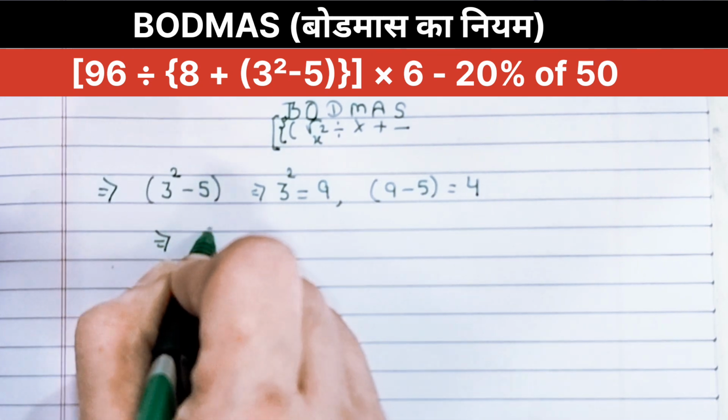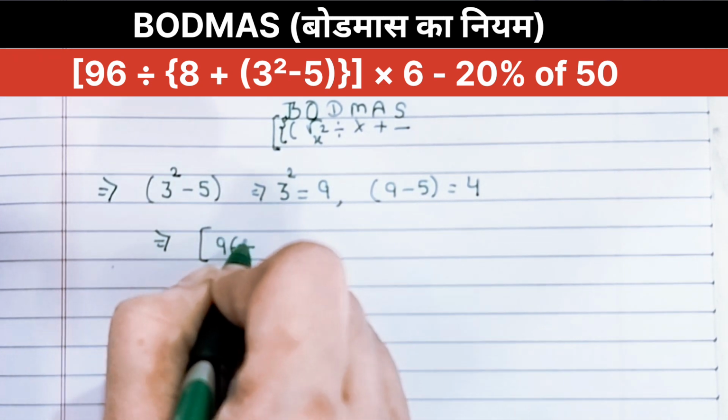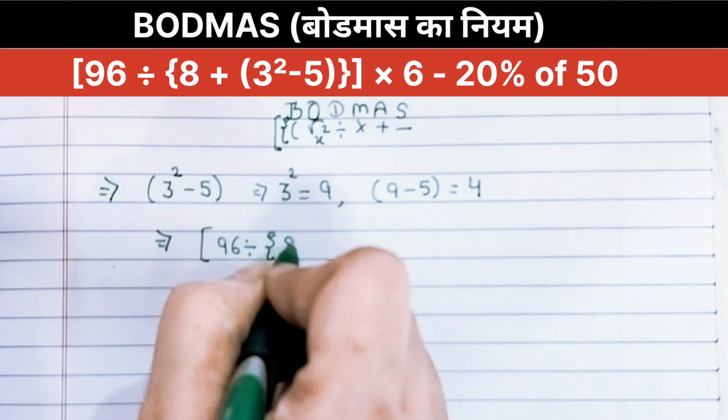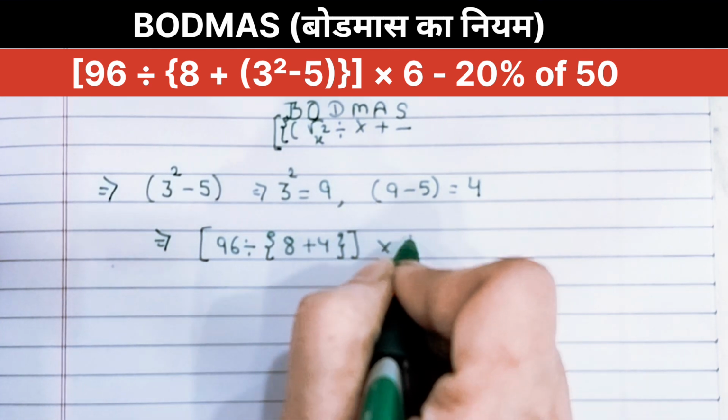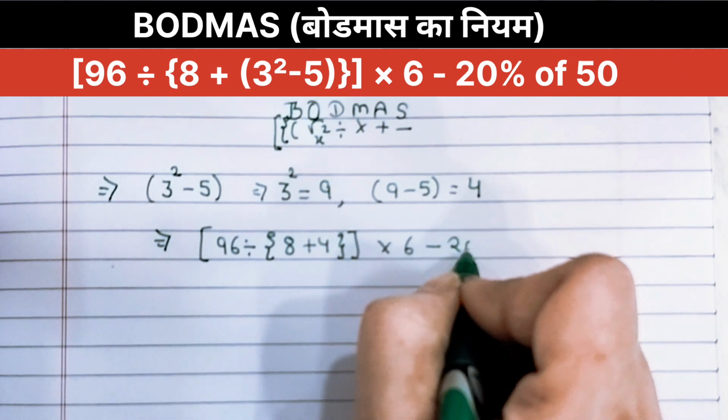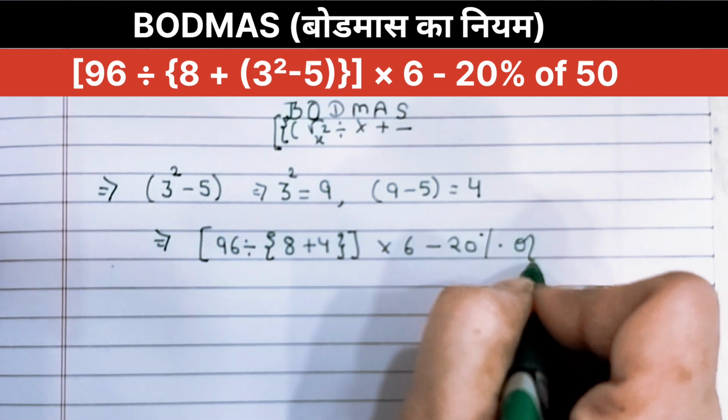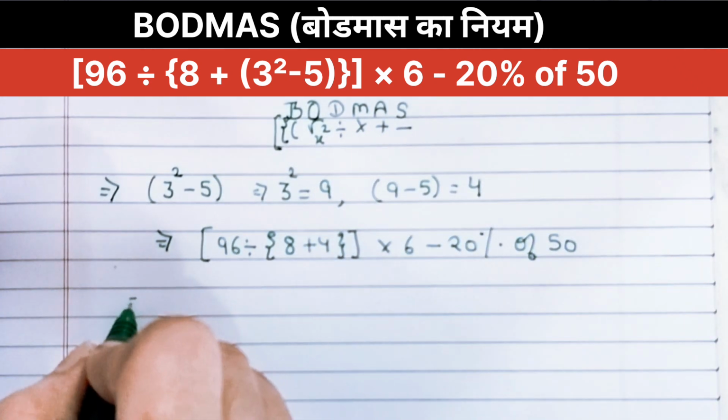So now the current expression becomes 96 divided by curly braces 8 plus 4 curly braces, of square bracket, multiply by 6 minus 20% of 50. Move to the next step.